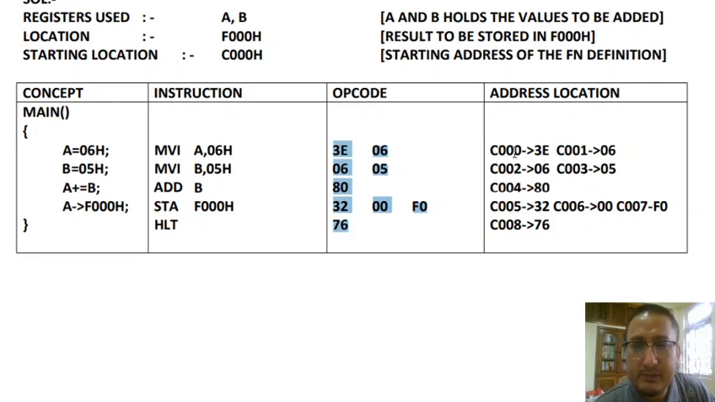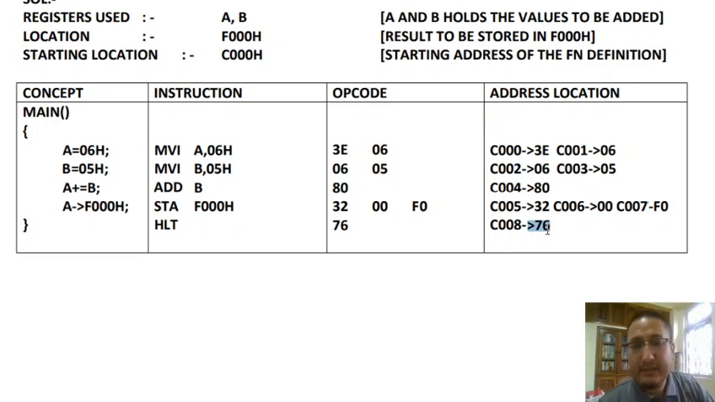In C000, we are storing the byte 3E. In C001, we are storing 06. In C002, we are storing 06 again. In C003, we are storing 05. Likewise, in C004, we are storing 80. In C005, we are storing 32. In C006, we are storing 00, that is the lower byte of the address. In C007, we are storing F0. And in C008, we are storing 76.